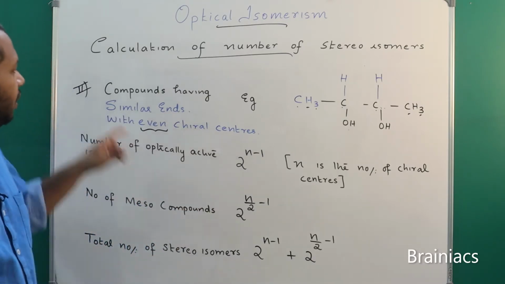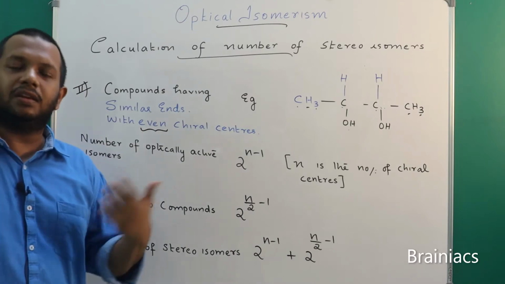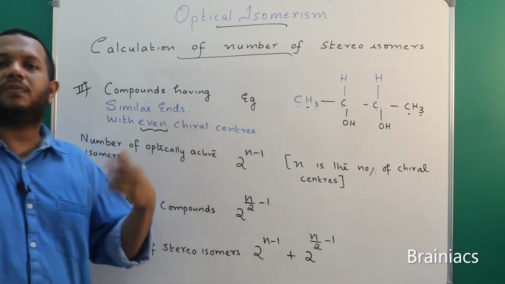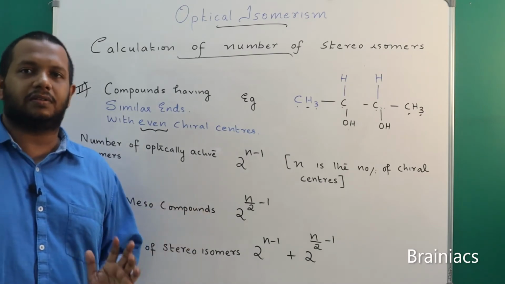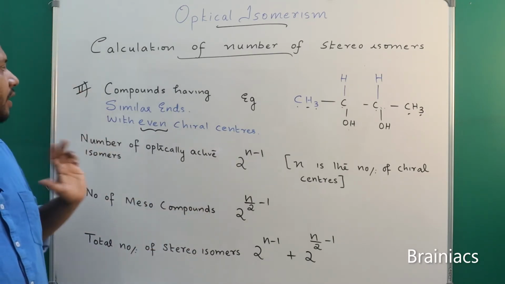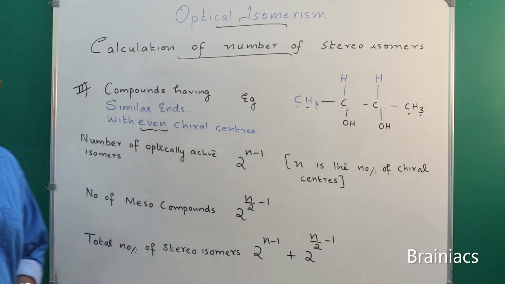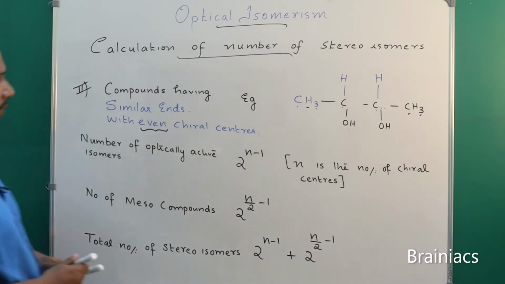That is the reason only when similar ends are coming, then you will have separate formulas whenever there are even chiral centers and when there are odd number of chiral centers. So the first one I am going to explain here is compounds having similar ends with even chiral centers. Okay, so we will see the compound.